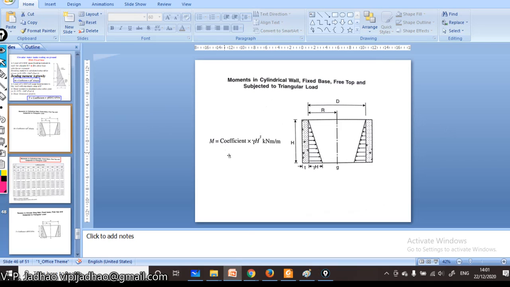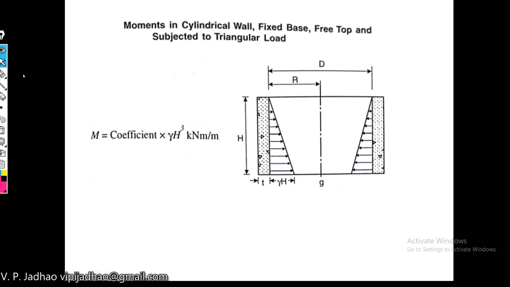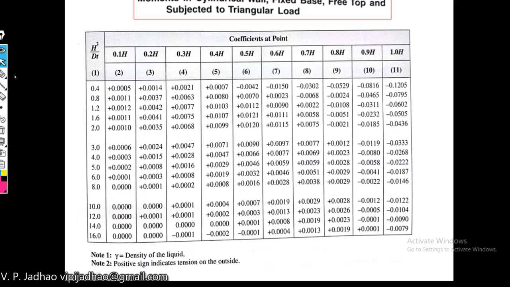So the formula for calculating the bending moment is M is equal to coefficient into gamma h cube, and the coefficient can be determined by using this particular table. This is very simple. What you have to do is just calculate the value of h square upon dt, where h is the total height of water in the water tank, d is the diameter, and t is the thickness of your water tank wall.